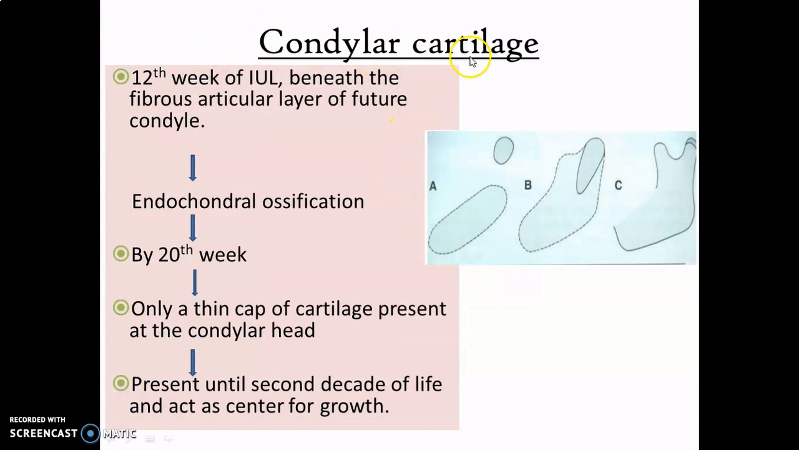So the condylar cartilage, by 12th week of intrauterine life, forms beneath the fibrous articular layer of the future condyle. It undergoes endochondral ossification, that is, the cartilage undergoes ossification to form bone. By 20th week, there is only a thin cap of cartilage present at the condylar head, which is present until the second decade of life and acts as a center of growth. As you can see, it is seen at the future condyle region.